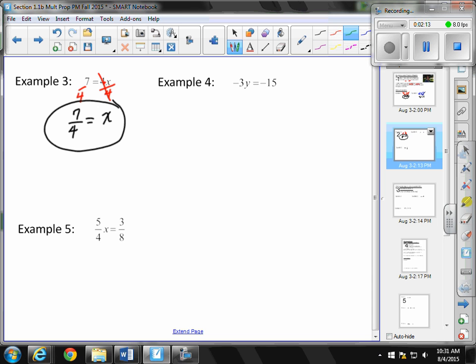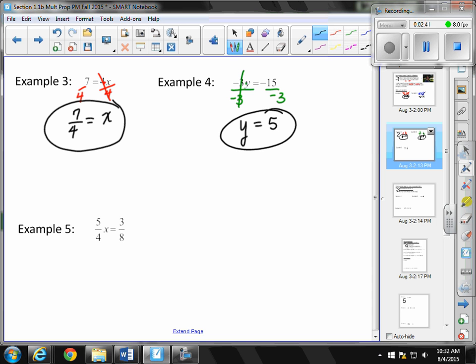Example number 4 says -3y equals -15. -3 times y means I'm going to divide by -3. Whatever I do on the right, I do the same thing on the left. -3 over -3 is 1. 1 times y is y. -15 divided by -3 is 5. My answer here is 5.